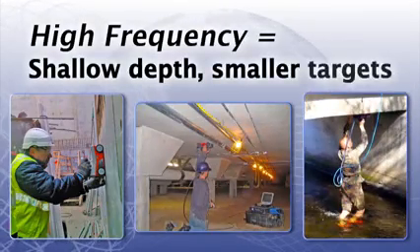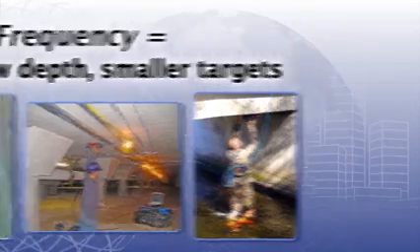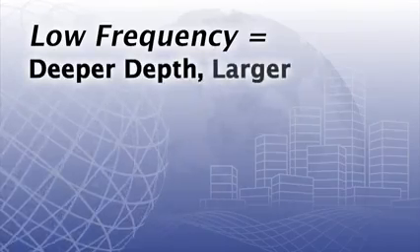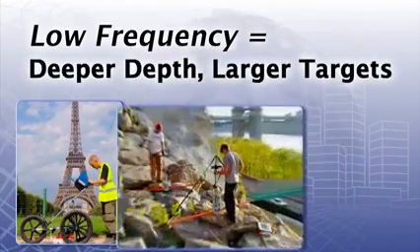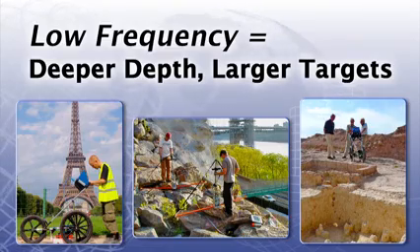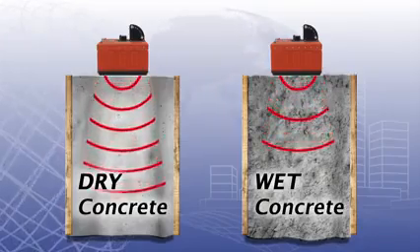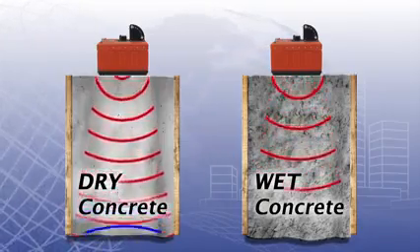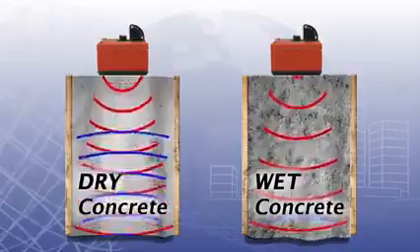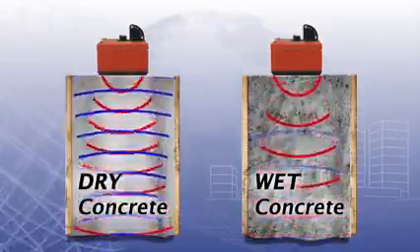High frequencies are for shallow depth and small targets, ideal for concrete applications. Low frequencies are for typically deeper depth and larger targets, such as utility, geological, and archaeological applications. Survey areas with high conductivity can limit the depth and effectiveness of ground-penetrating radar. An example of this would be clay soils, or uncured or green concrete.